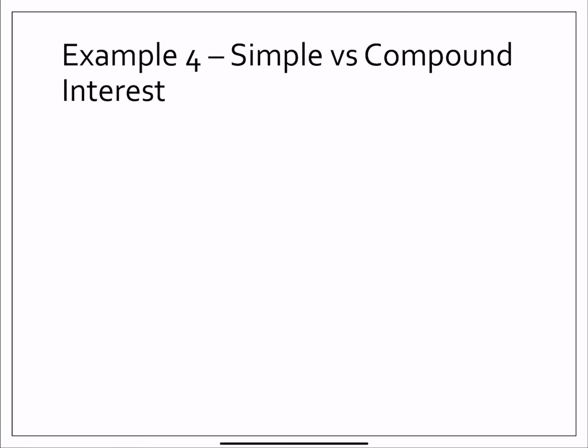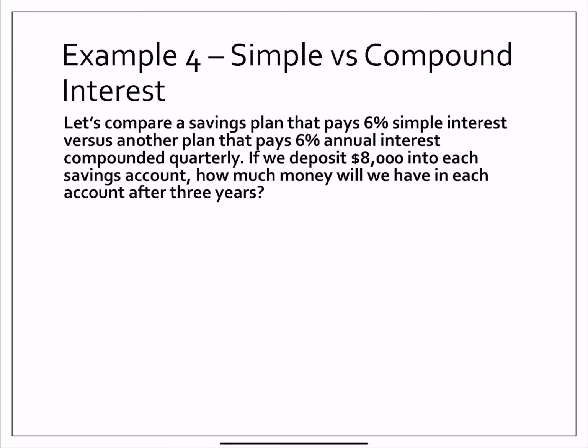So let's do an example. We'll do an example with the first formula. What we want to do here is compare a savings plan that pays 6% simple interest versus another plan that pays 6% annual interest compounded quarterly. The question is, if we deposit $8,000 into each savings account, how much money will we have in the account after 3 years? How much money will we have in the account after 3 years?